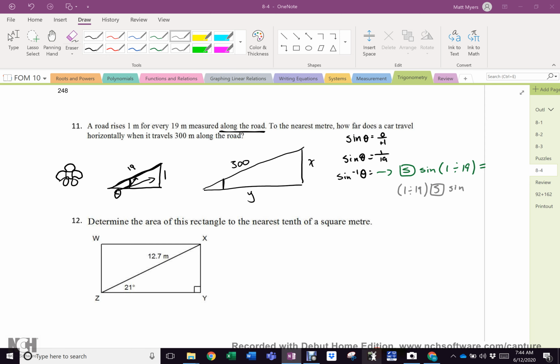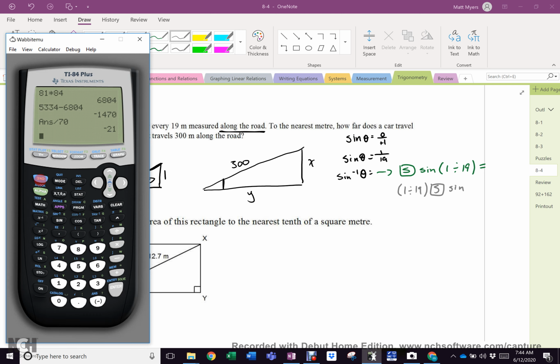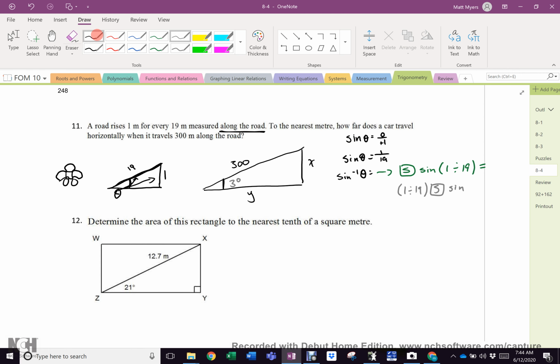Now that I'm actually going to do on my calculator because I need it. Shift sine 1 divided by 19, close brackets, enter, 3 degrees. So now I can solve this one because I know this is 3. So in this one right here, I have theta of 3, I have an H of 300, and I don't know A. I'm running out of room here. I didn't draw this very well. I wasted a lot of space over here.